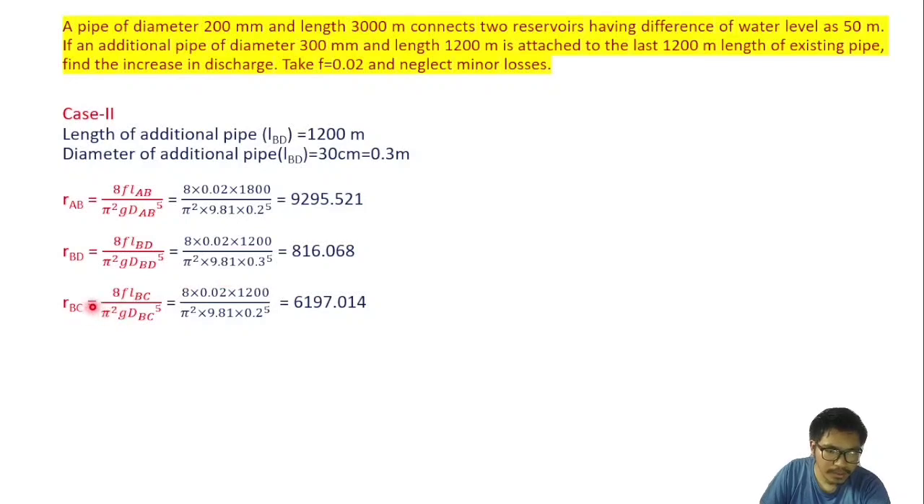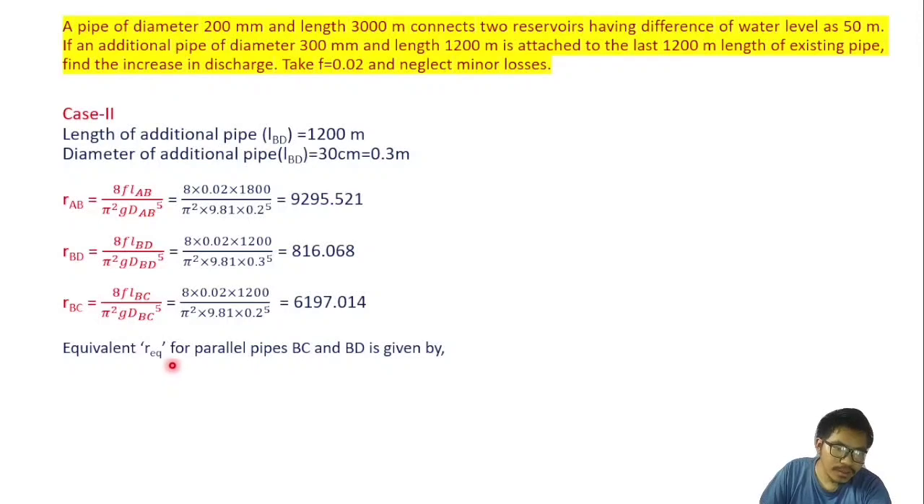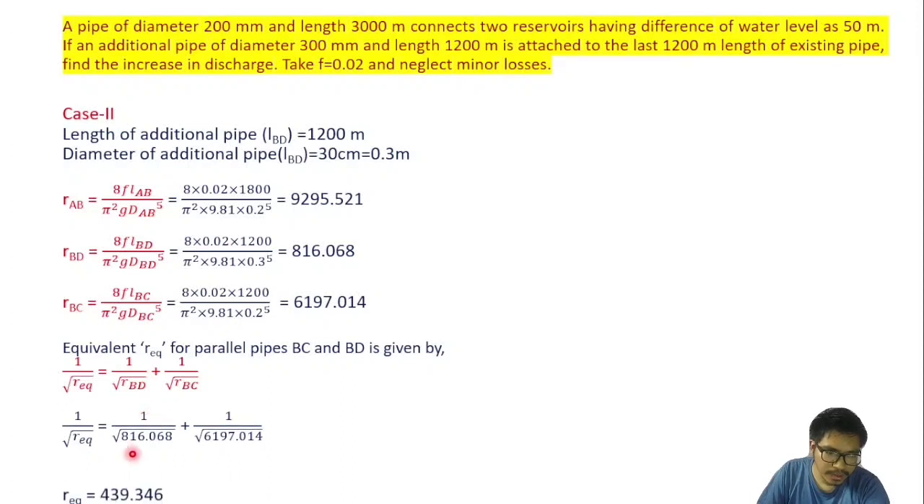Similarly, we can calculate RBC, where the length of BC is 1200 and the diameter is 0.2. So R equivalent for pipe BC and BD parallel pipe is given by this formula. So R equivalent, we got this.